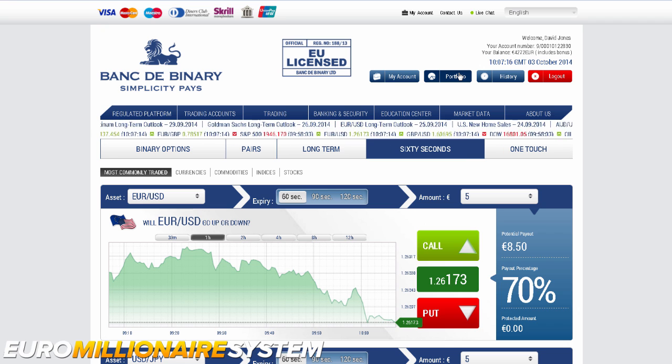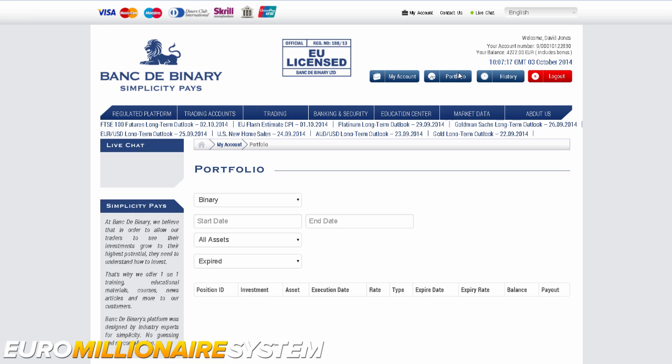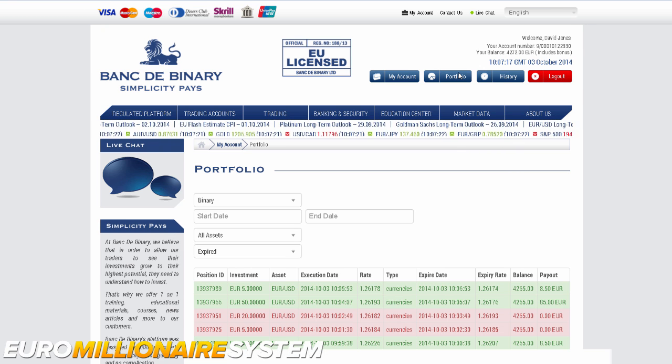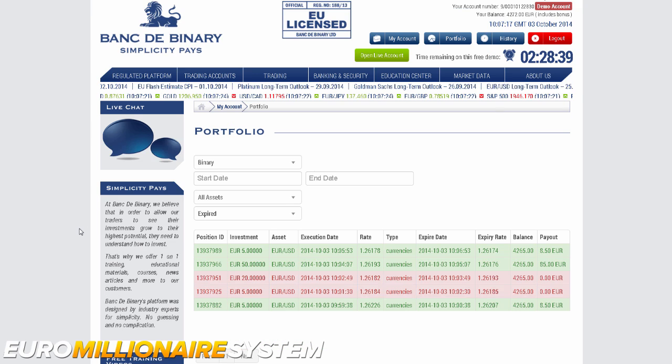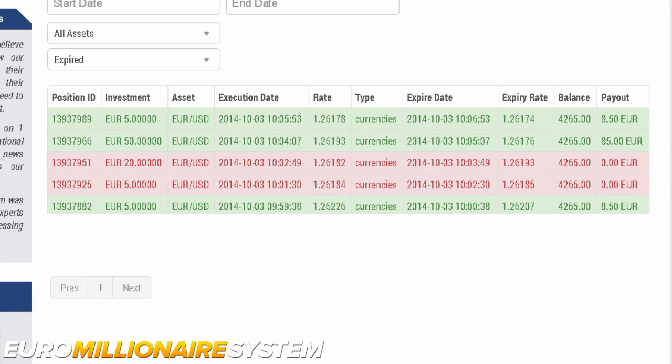Alright, now let's take a look at my trading history, just to show you all of the trades that we did in this session. That's the first trade of 5 euros with the 8.5 euro payout, and the other 5 euro trade that we lost right after. Then there was the 20 euro trade that we also lost. Here's the 50 euro trade, which we won with a payout of 85 euros. And finally, here's the last 5 euro trade, which we just won.